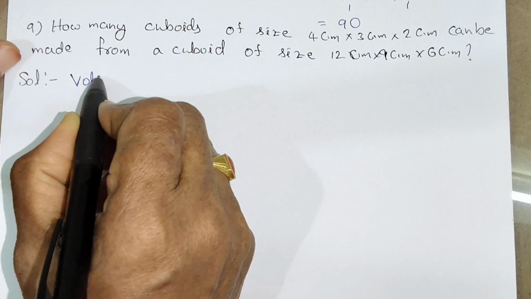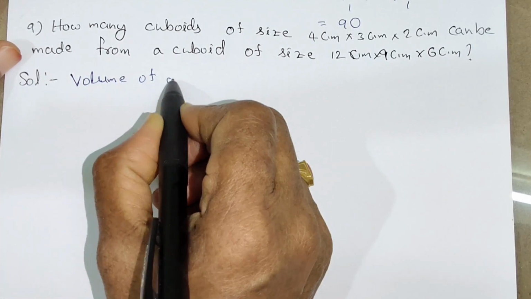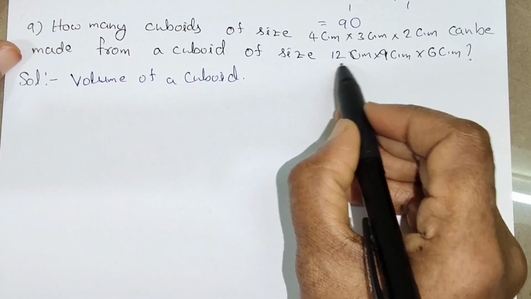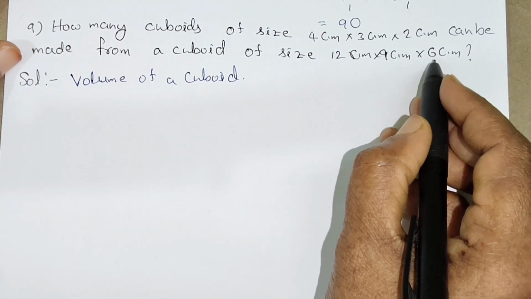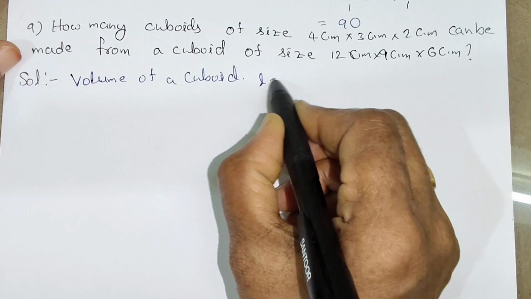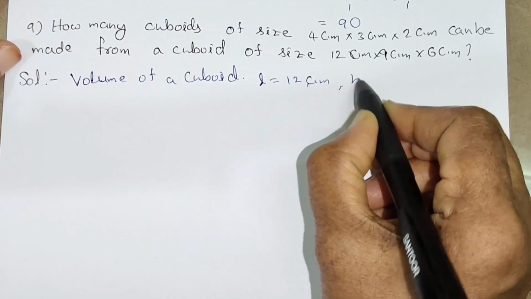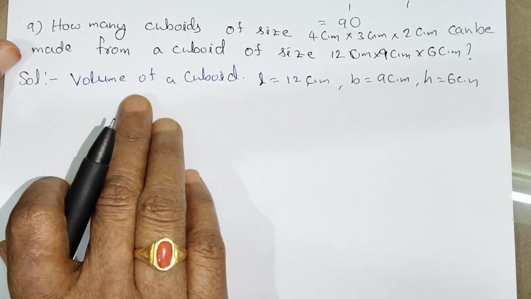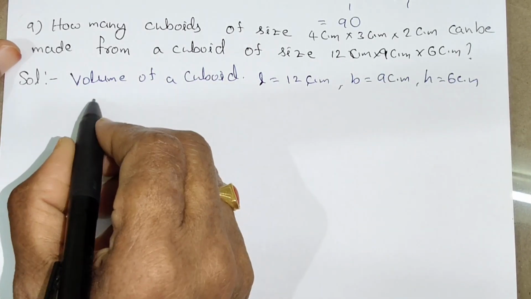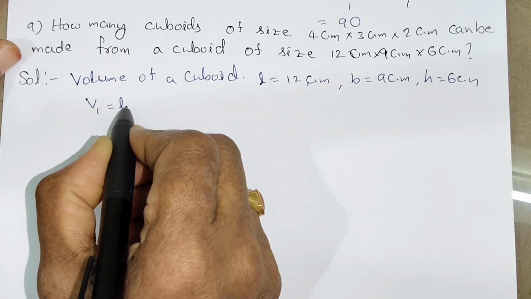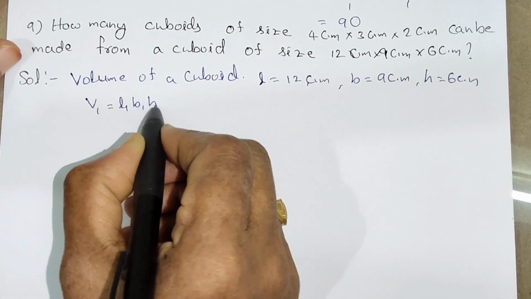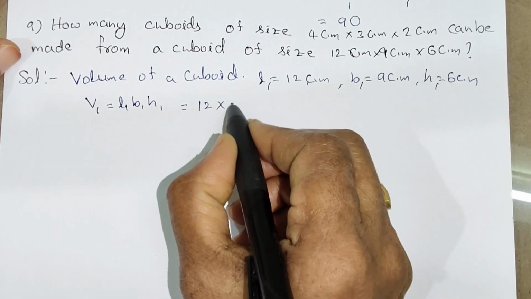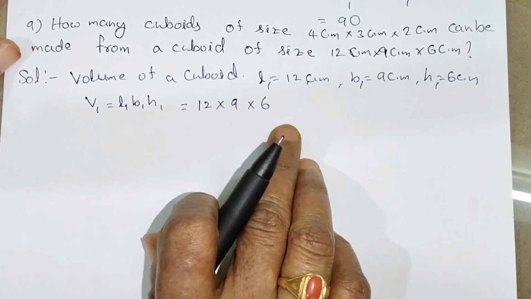So the volume of a cuboid, here the measurements are 12 centimeters, 9 centimeters, 6 centimeters. So we write the measurements: L equal to 12 centimeters, B equal to 9 centimeters and H equal to 6 centimeters. Now first we write this cuboid's volume. V1 equal to L1 B1 H1, that equals 12 into 9 into 6, which is the volume of the first cuboid.